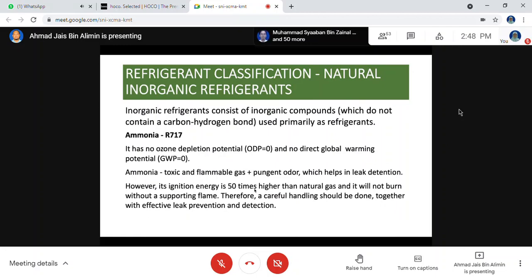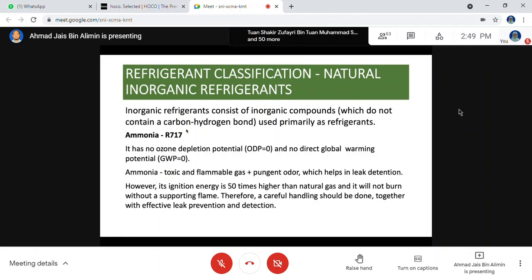If the refrigerant is obtained without the presence of hydrogen and carbon, the refrigerant is termed inorganic. Bermaksud di sini tiada kehadiran carbon dan juga hydrogen. Okay. Inorganic refrigerant consists of inorganic compounds, meaning there are no carbon and hydrogen elements. Okay. For example, the ammonia refrigerant R717, the ODP is 0 and the GWP value is also 0.